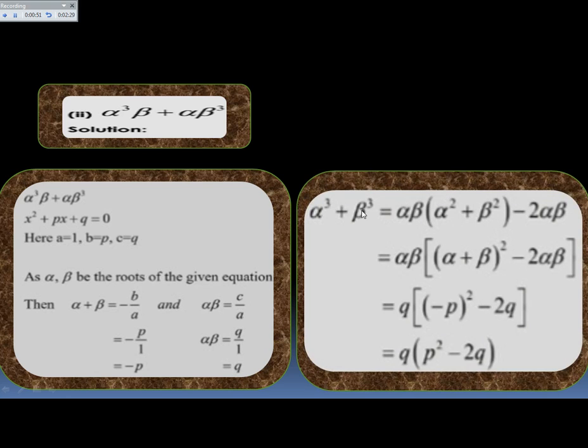Alpha cube beta plus alpha beta cube, the formula is alpha beta times alpha square plus beta square. Taking alpha beta common, we put alpha square plus beta square as alpha plus beta whole square minus 2 alpha beta. Then putting the values, alpha beta is equal to q, alpha plus beta is equal to minus p. Then we get q times p square minus 2q as the product form.